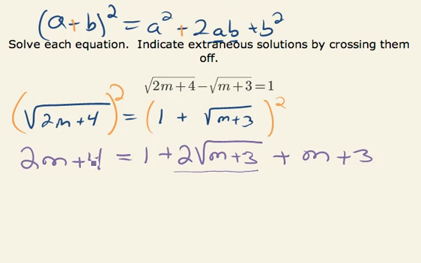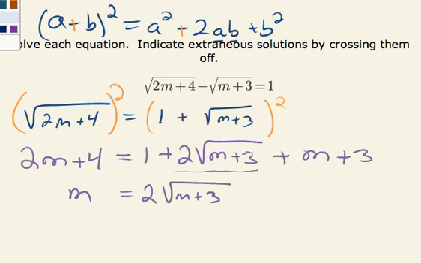So I'm going to subtract 1 from both sides, I'm going to subtract m from both sides, and I'm going to subtract 3 from both sides, so that on the right I'm just going to be left with square root of 2 times m plus 3. On the left, let's see what we have. If I subtract m from 2m, I'm left with an m. If I subtract 3 from 4, I'm left with 1. If I subtract another 1, I'm left with 0. So we have m equals 2 times square root of m plus 3.